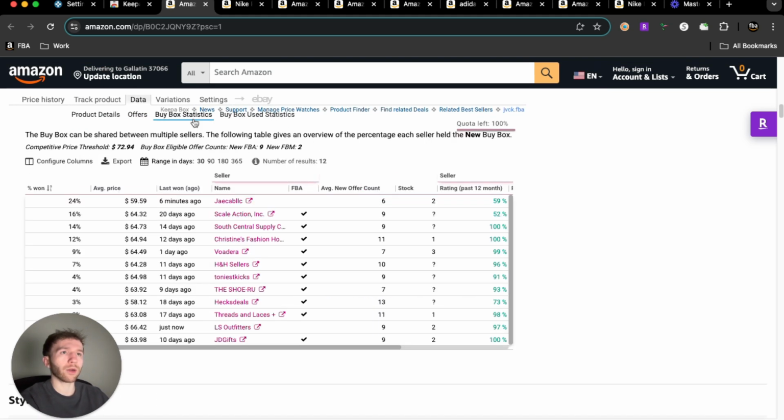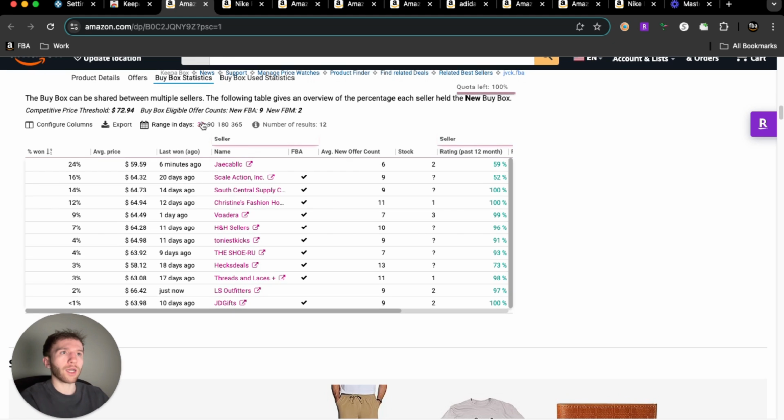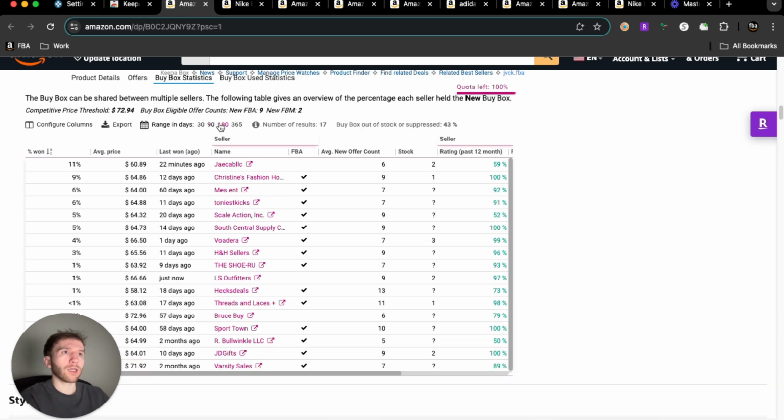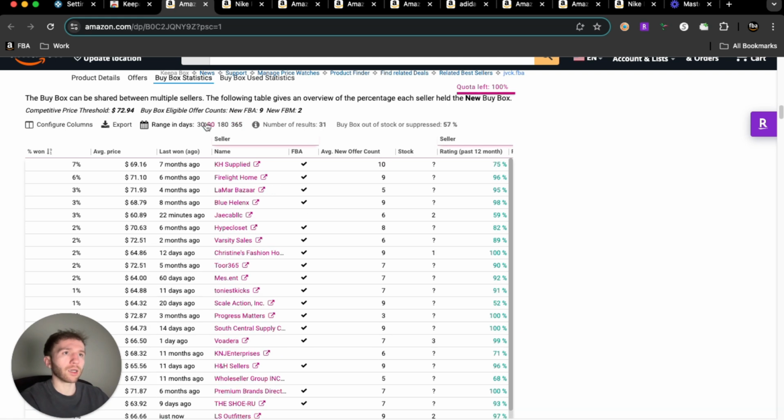The last important part of this tab, the data tab, is going to be the buy box statistics, which is going to show you, again, in ranges of days, whatever you choose, the percentage of the buy box that each seller that's active on the listing has won. So 59.59, this seller has won the buy box 24% of the time in the last 30 days. This one had 16, 14, and so on down the list. When you go to 30 or 90 days, it is going to show you other sellers that are not in stock. As you can see, the list gets longer and longer and longer.